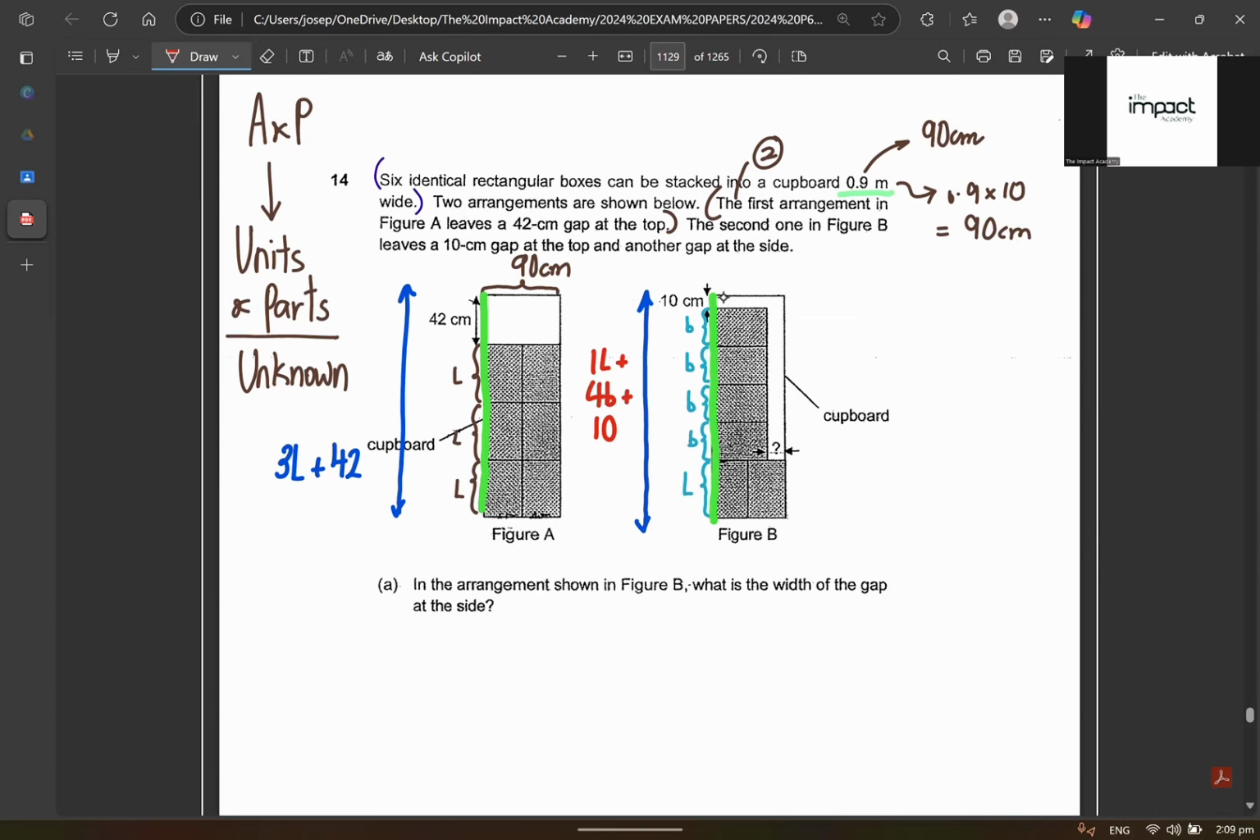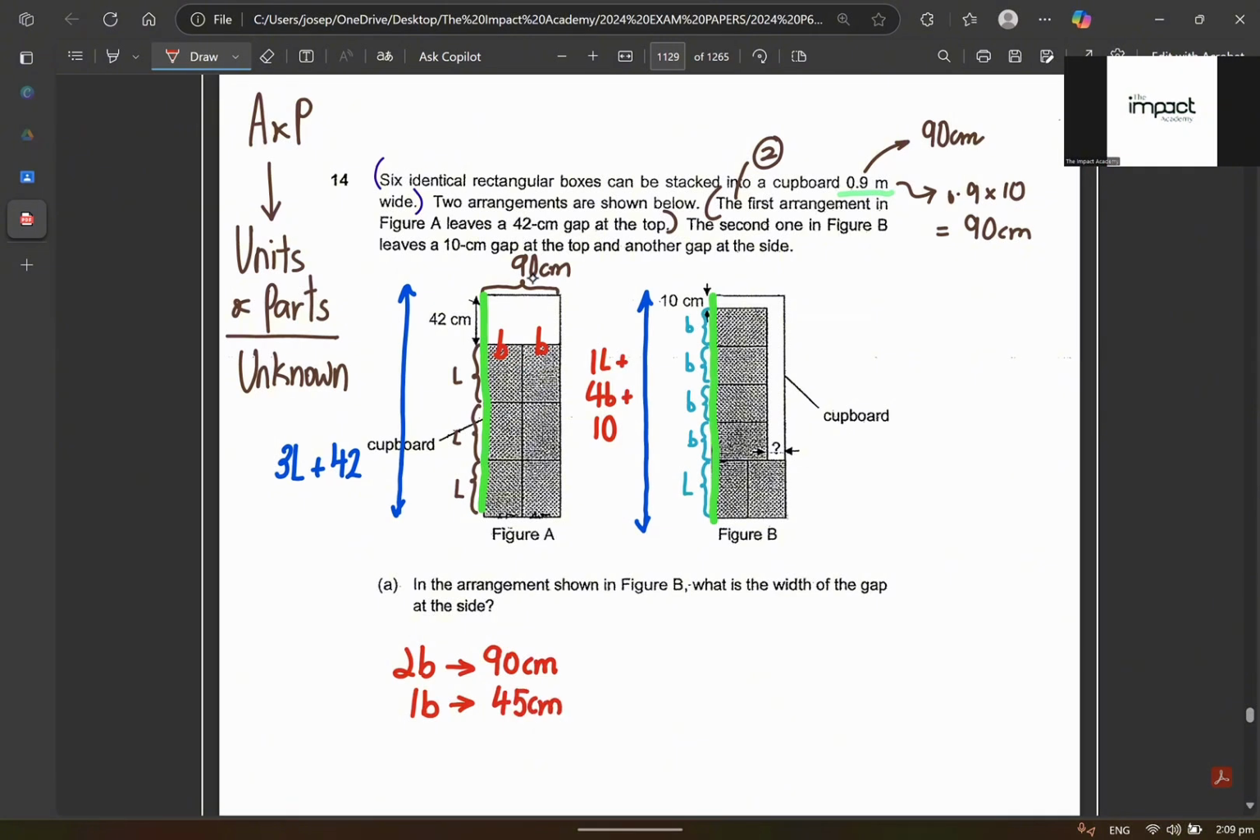Another thing I can see is that for breadth itself, how many breadths are there? 2 breadths. And you can see the mirror image tells me that 2 breadths is actually equal to 90 cm. So I'm just going to start by writing 2 breadths equals 90 centimeters. I can quickly find 1 breadth. 1 breadth is actually equal to 45 cm.